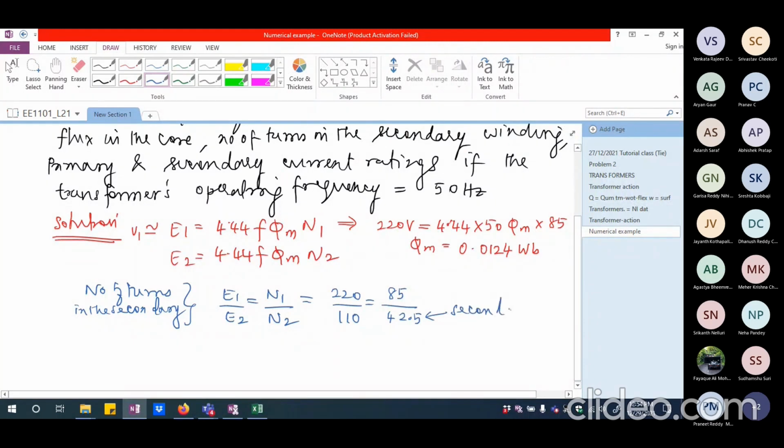You can't have half a turn, so you will normally round it off to the higher integer. That is 43. So approximately 43 turns will be needed on the secondary side. It will definitely increase the voltage slightly, but 43 turns will be the number of turns needed on the secondary side.